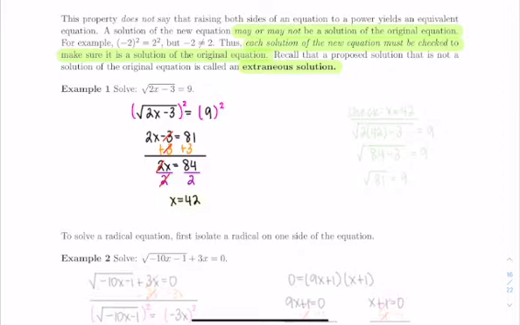Now remember, you need to check this in the original equation. So let's go back to the original. We're going to check x equals 42. So we have the square root of 2 times 42 minus 3, and this should give me 9. Well, 2 times 42 is 84, and 84 minus 3 is 81. And the square root of 81 is definitely 9, so this checks out. And that means that we can keep x equals 42 as our solution.